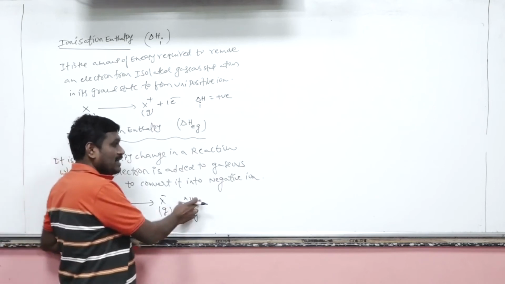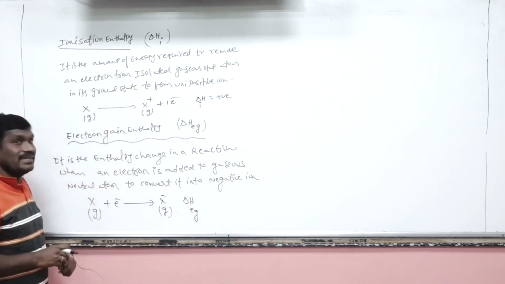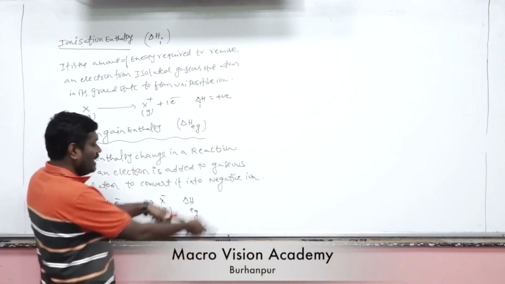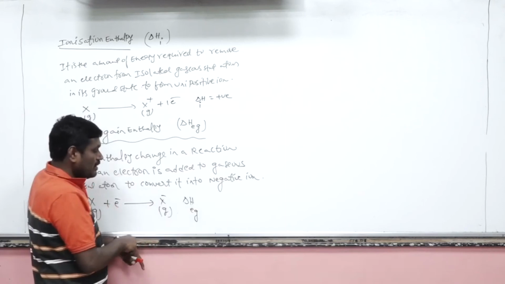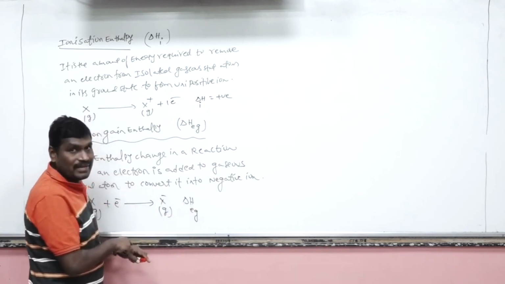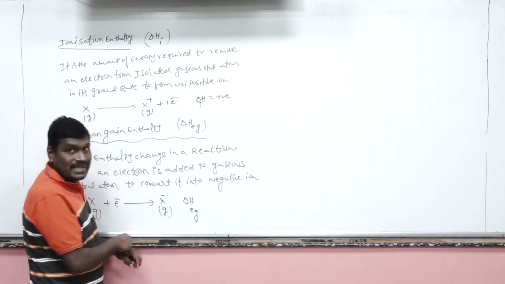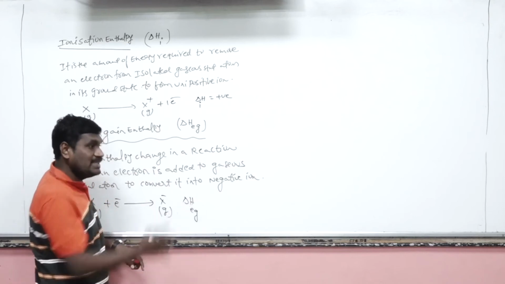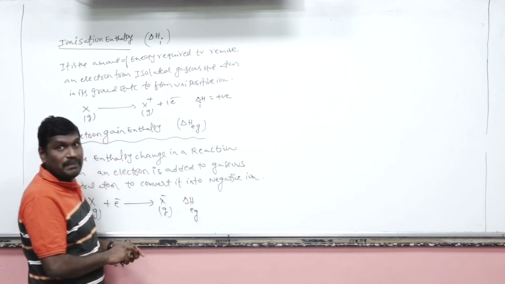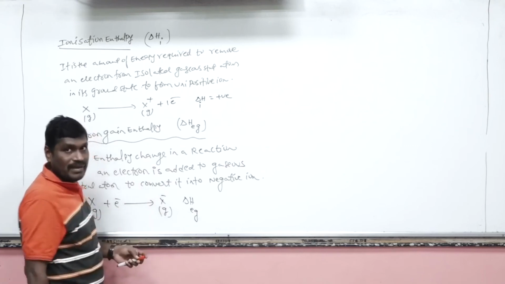So the first electron gain enthalpy may be positive, may be negative. But the second electron gain enthalpy is always positive, because in the second electron gain enthalpy, we are adding one more electron to the negative ion. That means it is already a negatively charged species. Still, we are adding a second electron, that is a negative charge. Unlike charges attract, but like charges repel. During repulsion, energy must be given to the system. That's why the second electron gain enthalpy is always positive. The first electron gain enthalpy may be positive, that means it may be negative also.